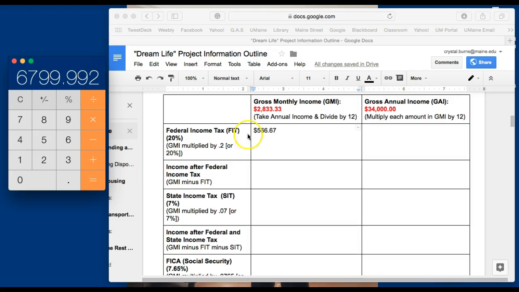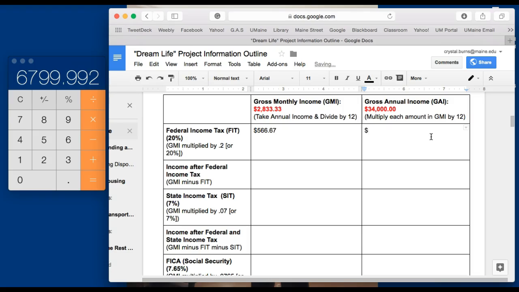Because there are 12 months in a year, and that's roughly going to get me about $6,800, or $6,799.99. Okay, so this is the amount I pay monthly in my federal income taxes. This is the amount I pay yearly in my federal income taxes.